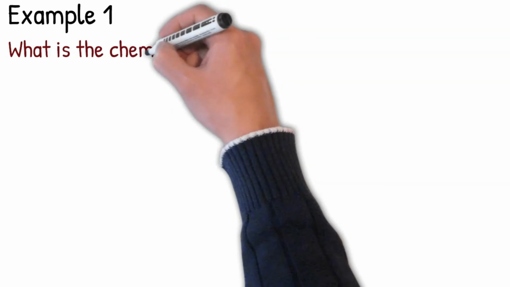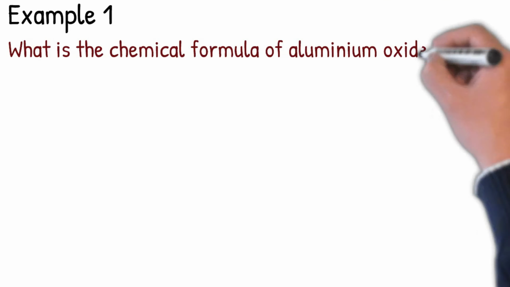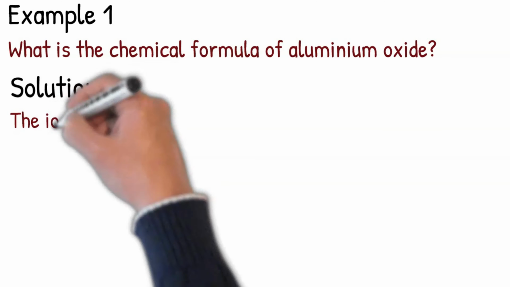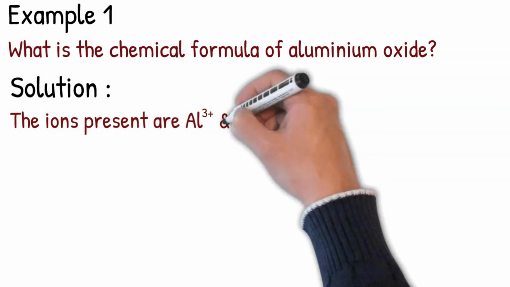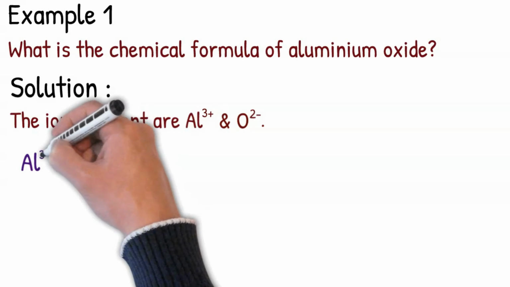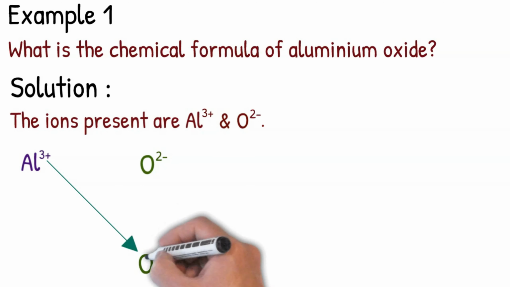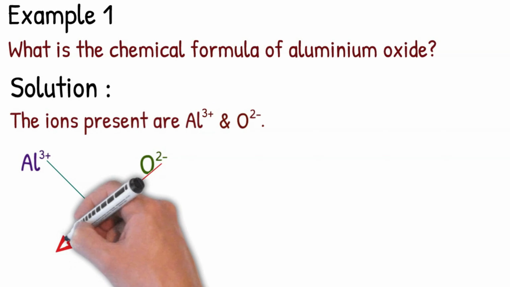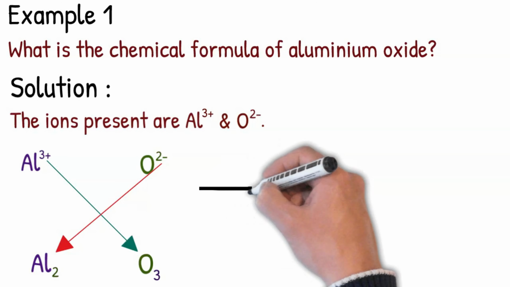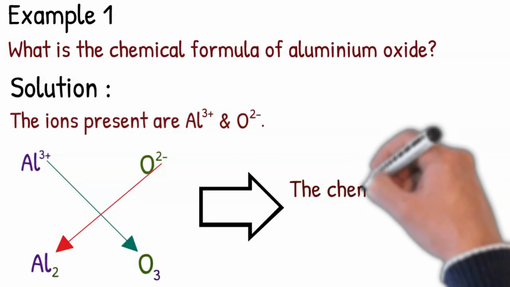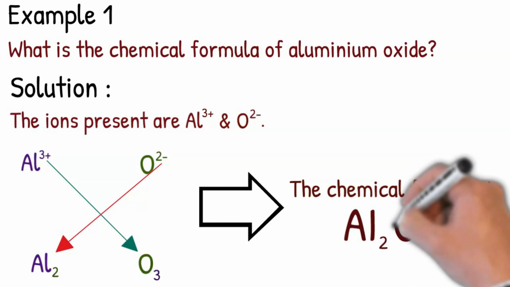What is the chemical formula of aluminium oxide? The ions present are Al3+ and O2-. Move down the values 3 and 2 diagonally, but without the charges. The chemical formula is Al2O3.